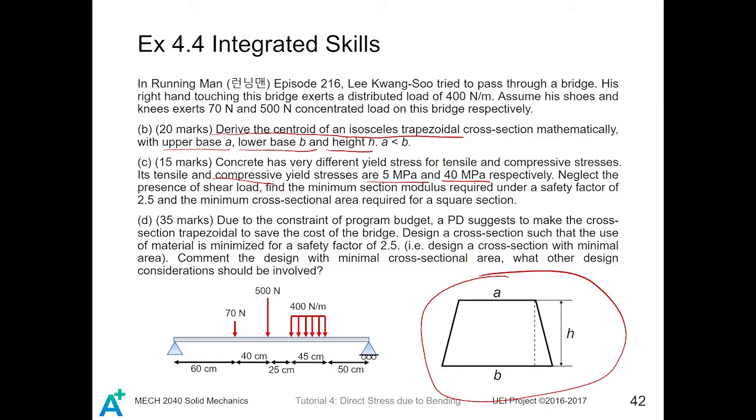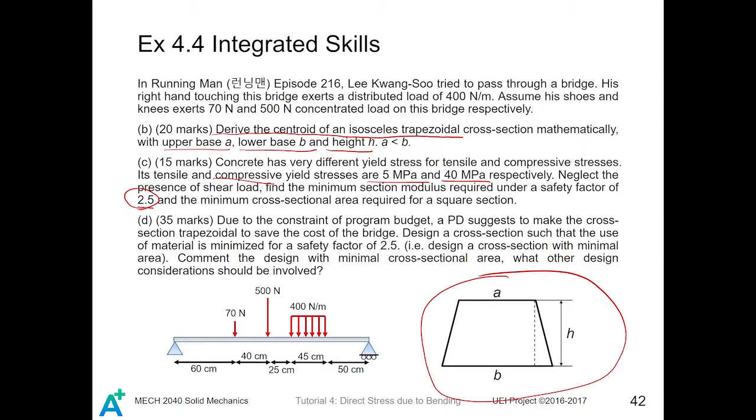If we ignore the shear force inside it, let's find the minimum section modulus required under a safety factor of 2.5 and the minimum cross-sectional area required for a square section. The reason why I require 2.5 as the safety factor is that I don't know whether Kim Chong-gu will pass through this bridge just by stepping on it.